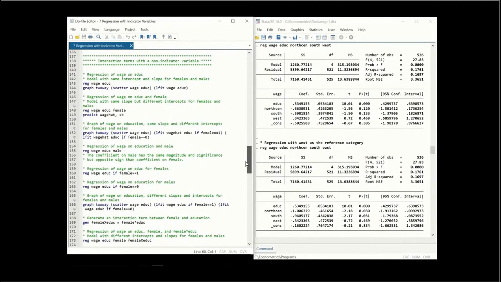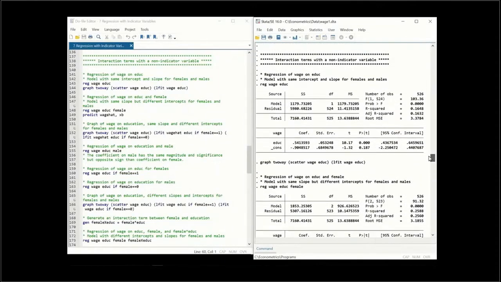Next, we will do interaction terms with a non-indicator variable. And so the first analysis that we will do here is regression of wage on education. So if we just have wage on education, that would implicitly assume the same intercept and slope for females and males. So if we do regression of wage on education, and then we do graph two-way, and we do a scatter plot of wage against education, and then we do a linear fit of wage against education, this is what we're going to find as the graph.